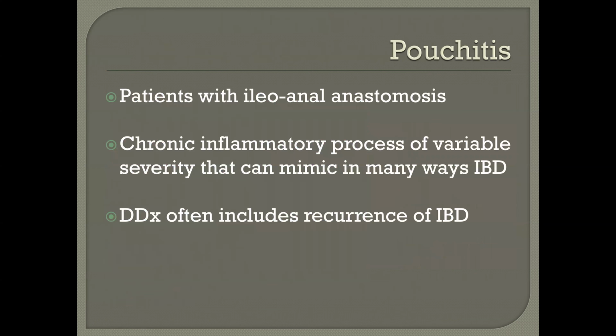Patients have undergone diversion procedures. They can have creation of ileoureteral pouches and so forth, or ileoanal anastomoses. These patients can get variable inflammatory processes that look for all the world like inflammatory bowel disease. And of course, often the differential includes recurrent inflammatory bowel disease.